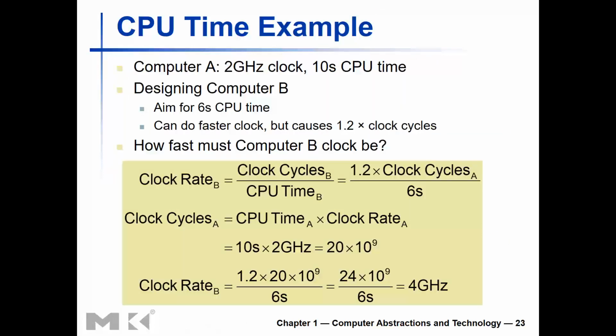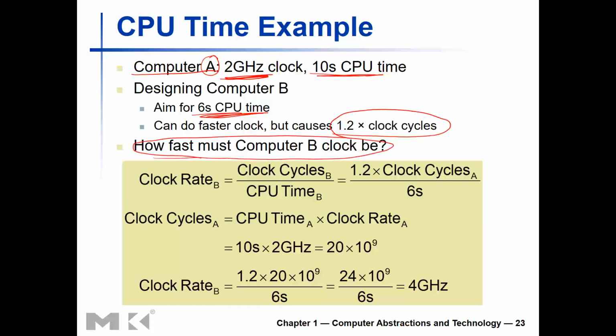Okay, let's take an example. He said that we have a computer, computer A, with this clock rate frequency, and CPU time of 10 seconds. Designing computer B, we aim for 6 seconds CPU time, so the CPU time equals 6 seconds. It can be done faster, but causes 1.2 times the clock cycles. Okay, so this is the increase in number of clock cycles. All right. So he says, how fast must computer B be? Okay, so he's asking about the frequency for computer B.